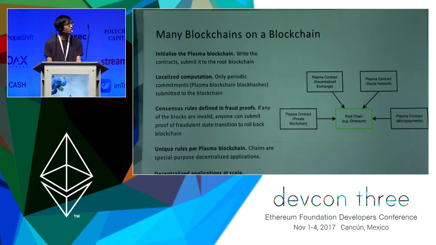So Plasma at its core is about building a blockchain on top of a blockchain. You write the smart contract inside Ethereum, and you initialize it by basically taking a library and modifying it to whatever particular use you need. So for example, you can build some social network, some decentralized exchange, or even some private blockchain.